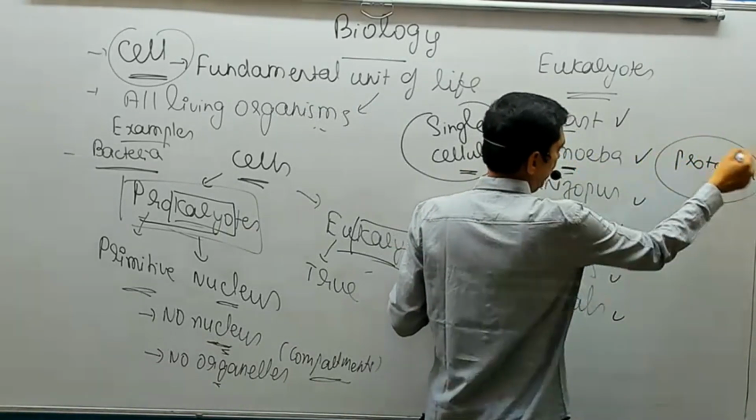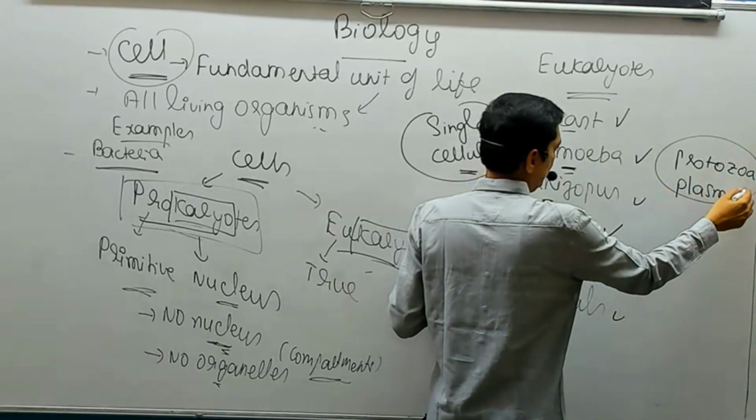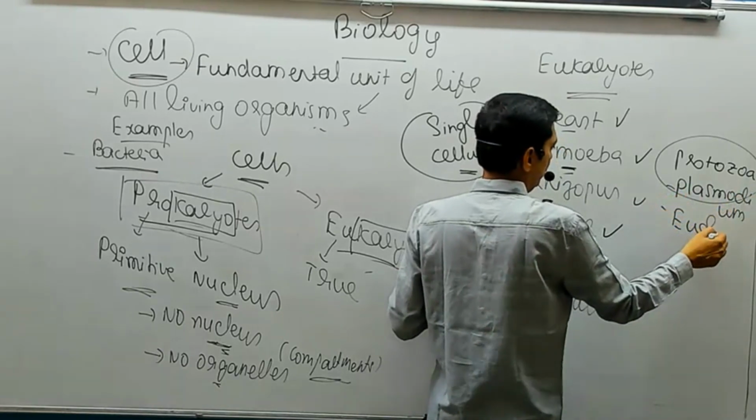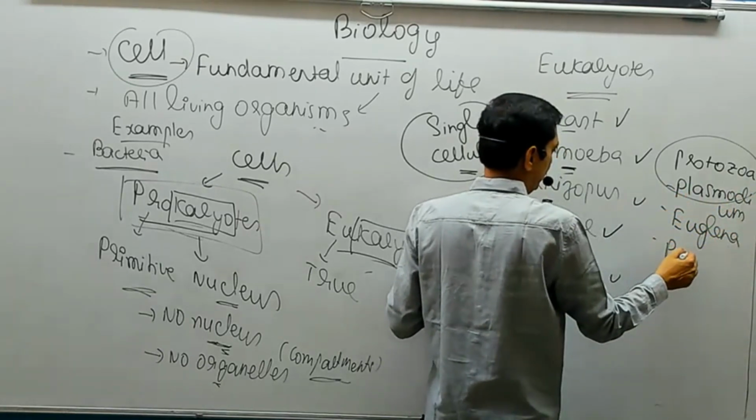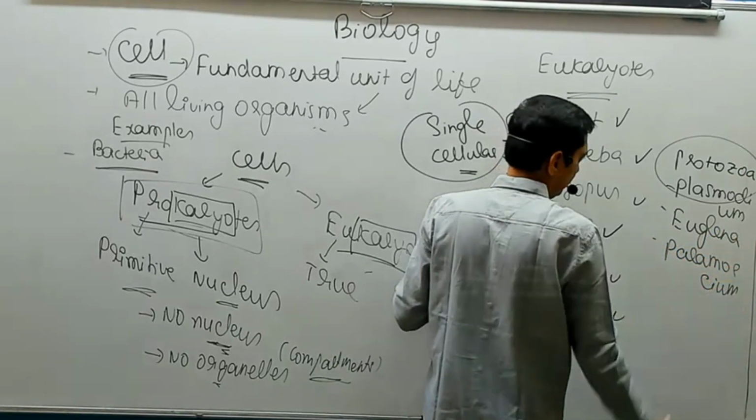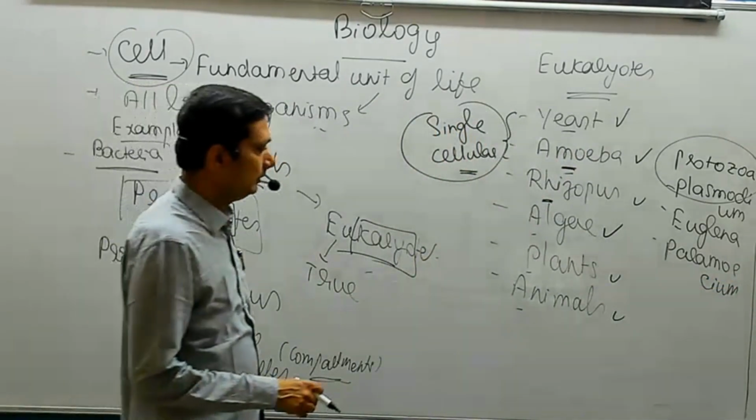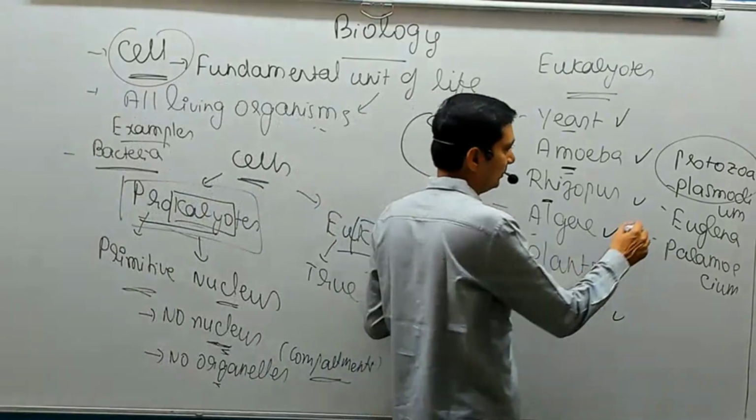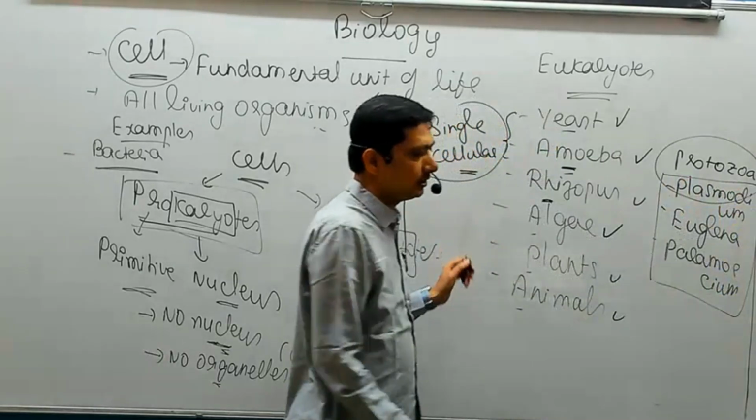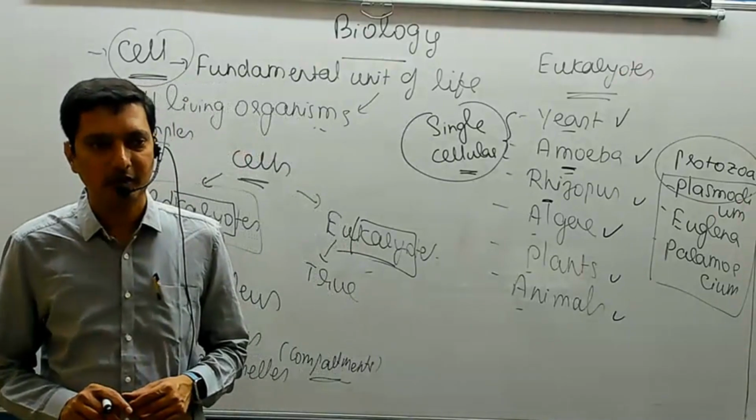single cellular eukaryotes, like the one that causes malaria, which is Plasmodium. Euglena, Paramecium. You heard about them? These are all single cellular eukaryotes. Plasmodium, Euglena, Amoeba, Paramecium. What are they? They are made up of single cells. So the single cellular eukaryotes.